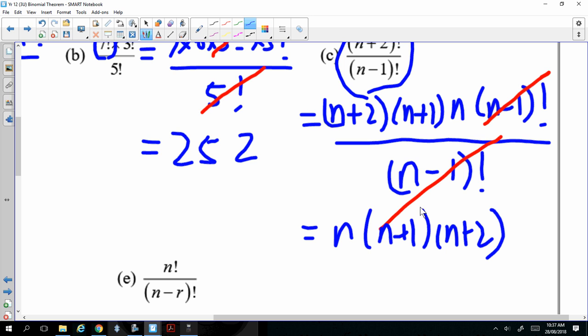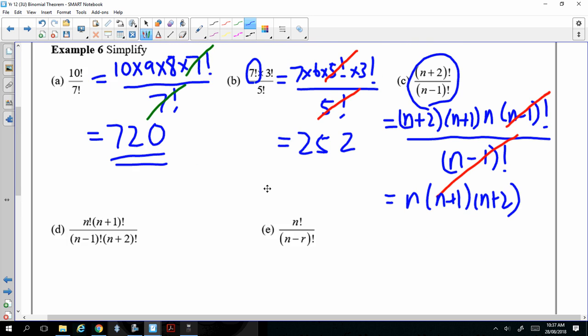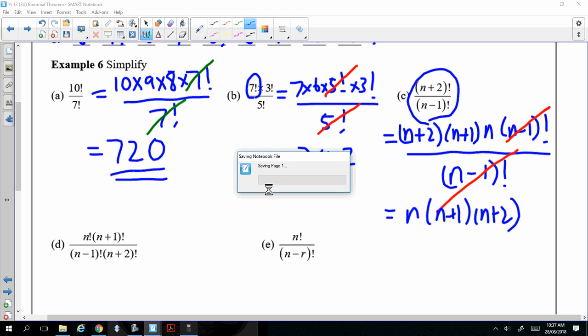All right, there's another one. Could you try the rest? Have a try at the next one. It's very similar, just a little bit more complicated. Okay, good.